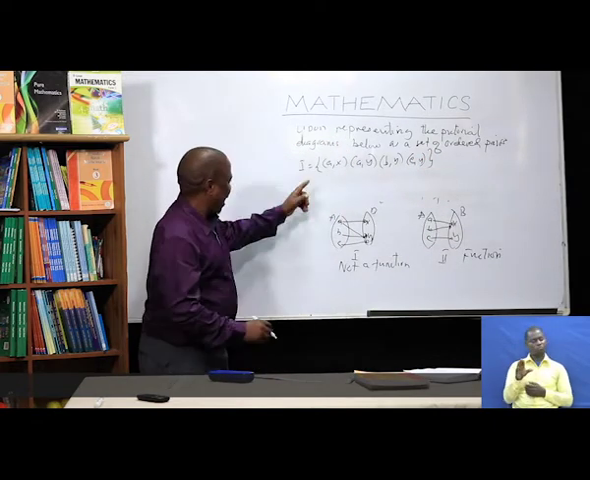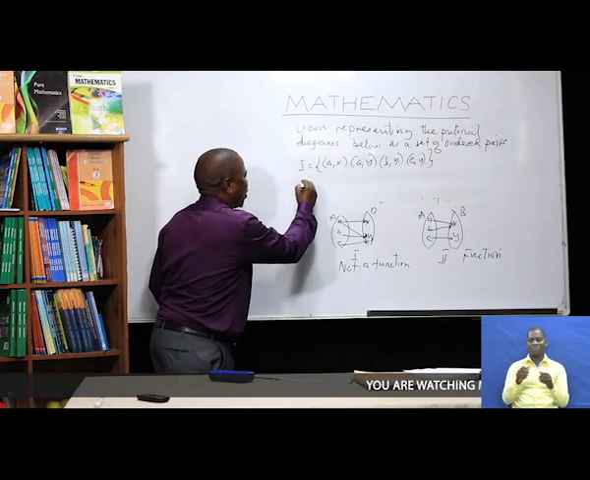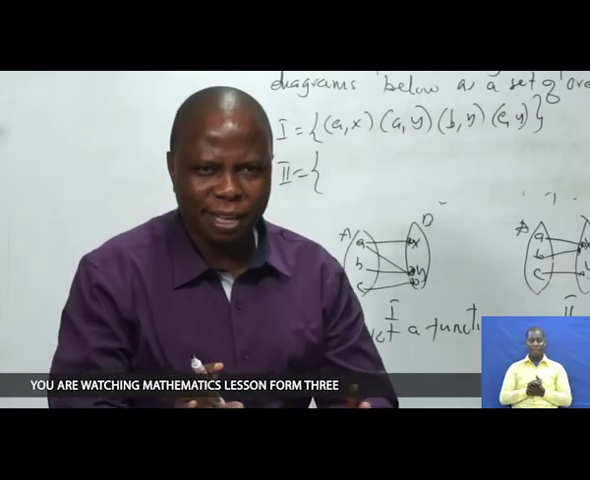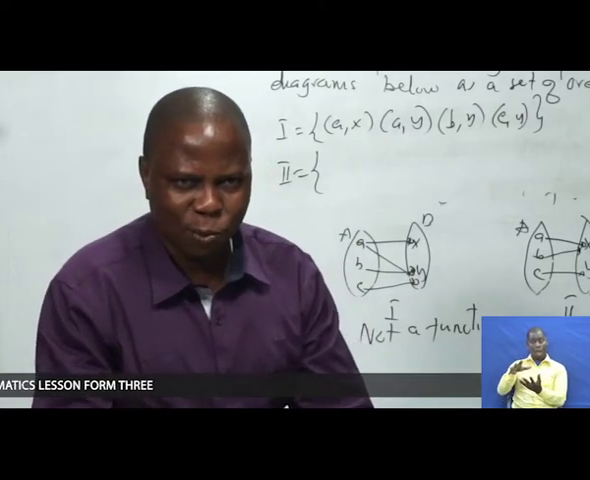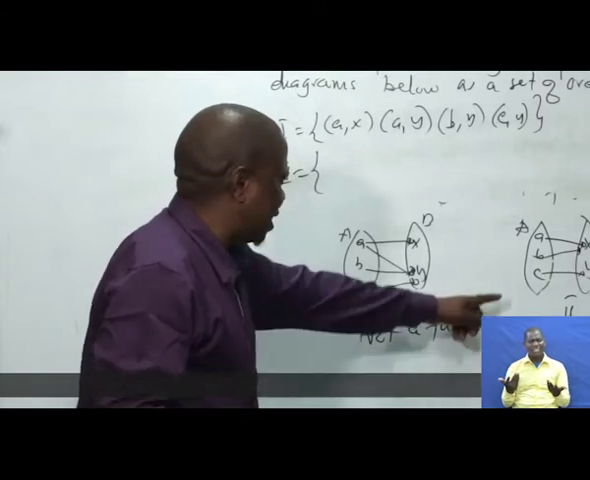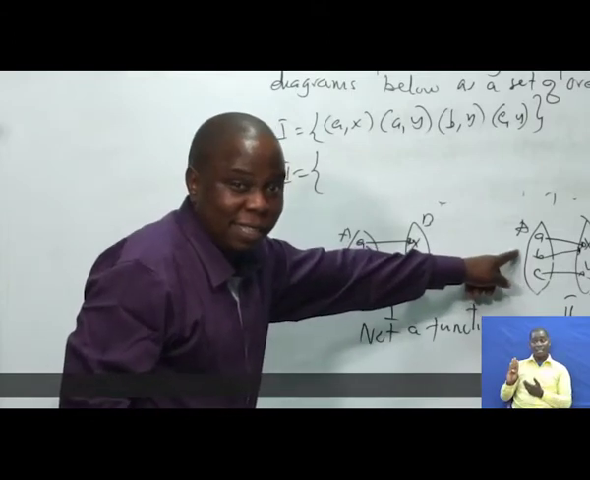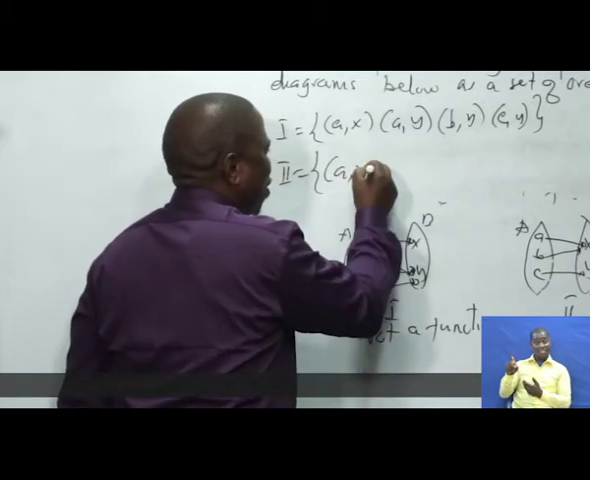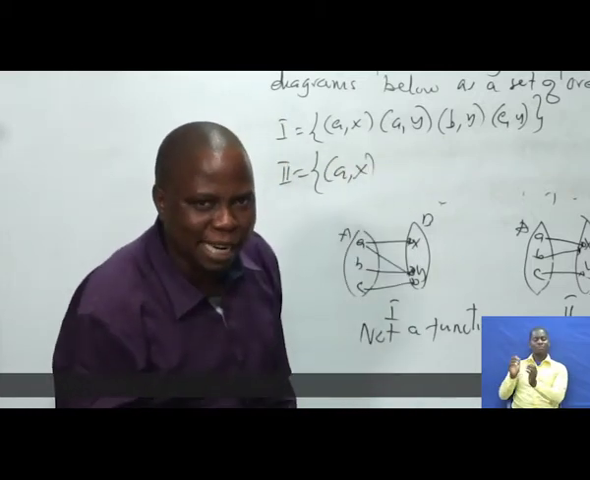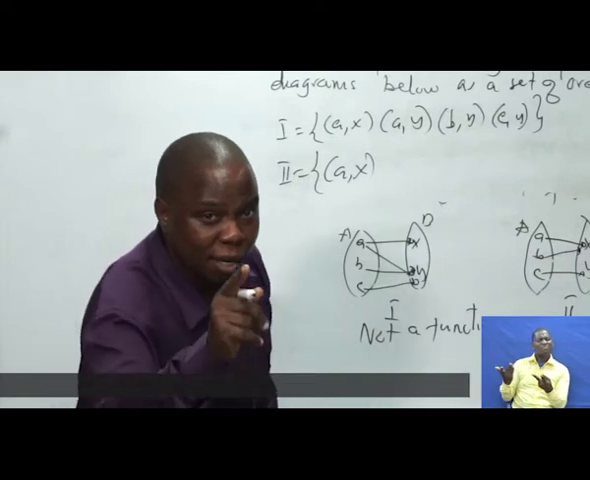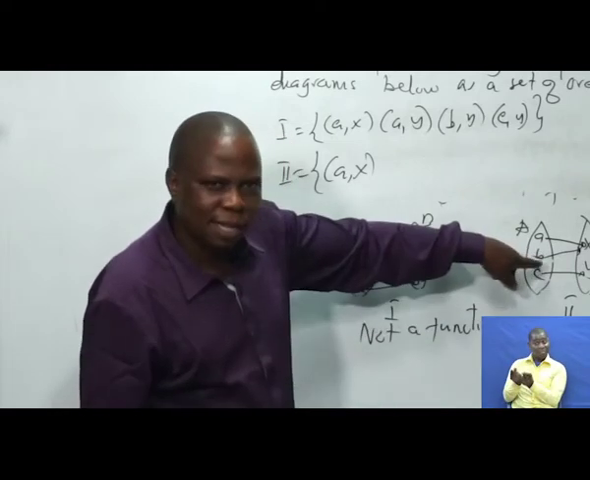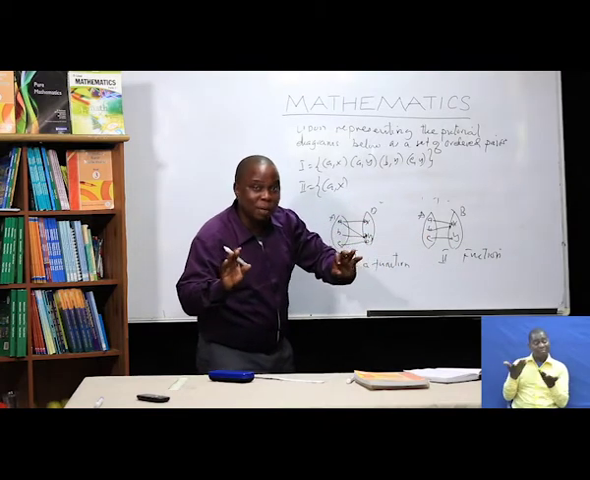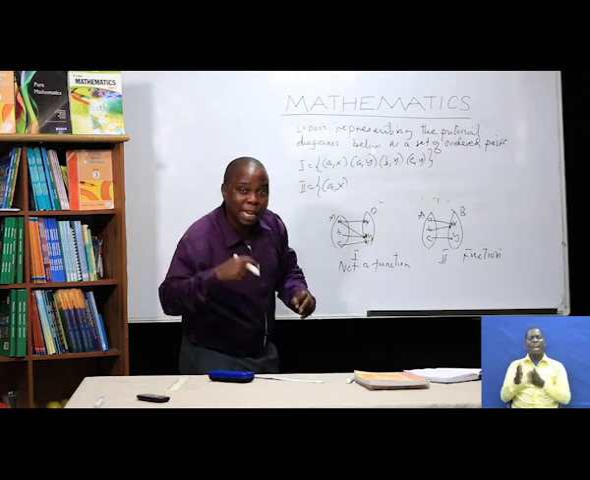No. In the second pictorial, the following ordered pairs can be obtained. What are they? The first one is A, comma X. Good. Can you give me the second ordered pair from the second illustration? The answer is yes. Look at the arrows. The arrows will give you the ordered pairs because the ordered pair is obtained from the elements which are connected by the arrow.